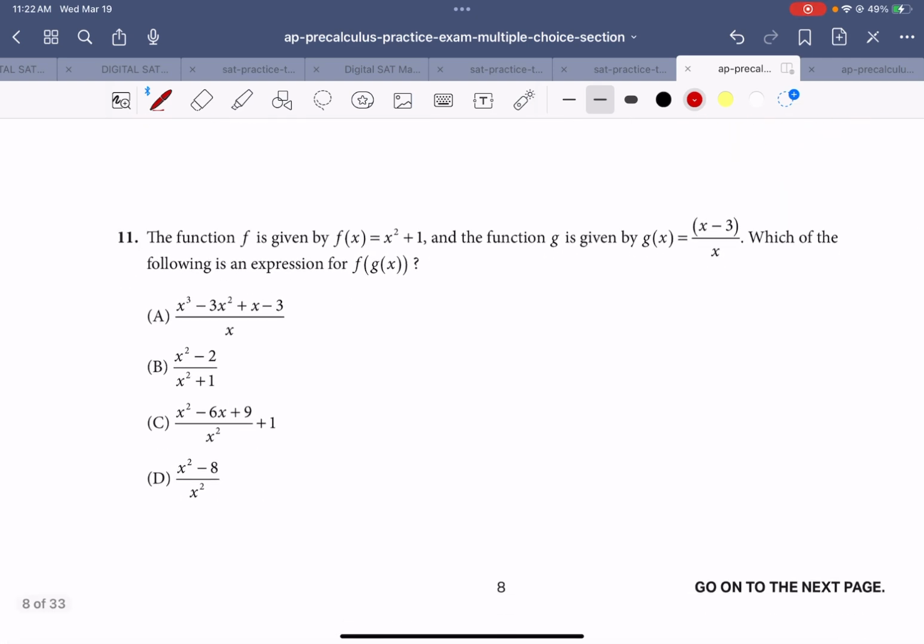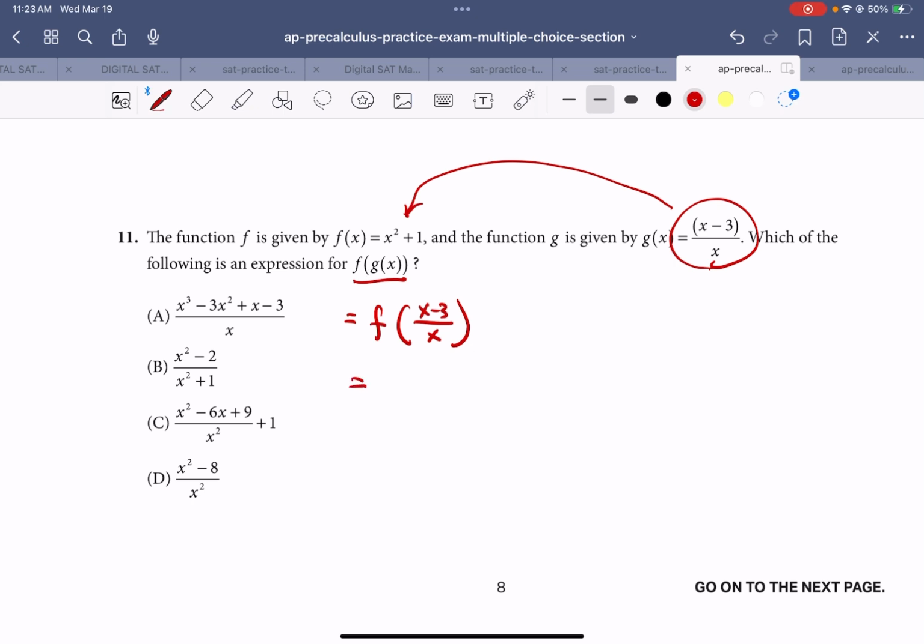11. The function f is given by f of x equals x squared plus 1. The function g is given by g of x equals x minus 3 over x. Which of the following is an expression for f of g of x? This one, f of g of x, we call a composite function. So what you need to do is substitute g of x into f of x. That's what it means. So you can rewrite it as f of x minus 3 over x. I replace g of x with x minus 3 over x.